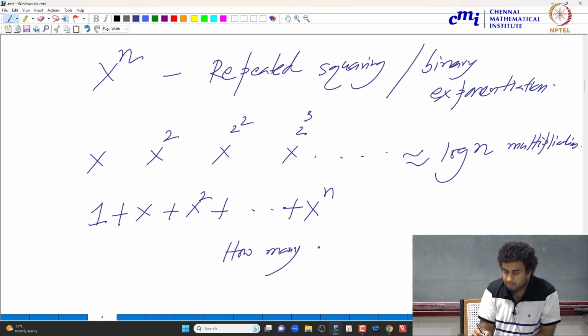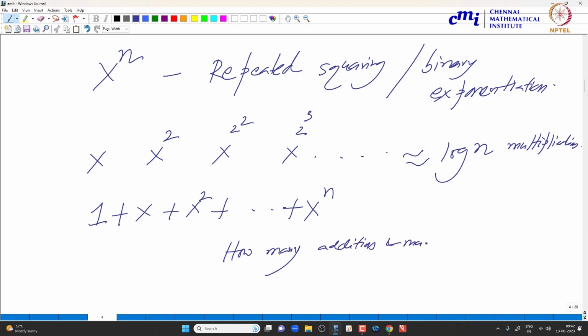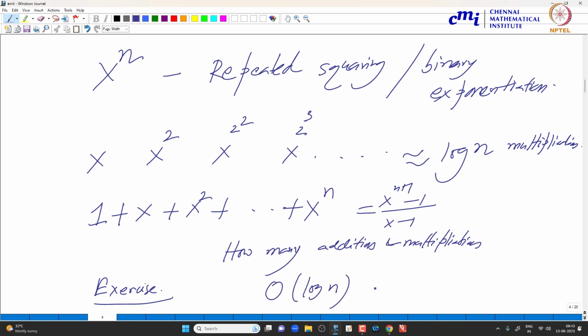Can you do it with the geometric series and with division? Yes, you are right. So this expression is x to the n plus 1 minus 1 by x minus 1, right? You can use repeated squaring to compute the numerator, but there is a division involved, so that is a bit of an issue. But you can think about this. This I am giving as an exercise. You can also compute this polynomial using order log n many additions and multiplications.